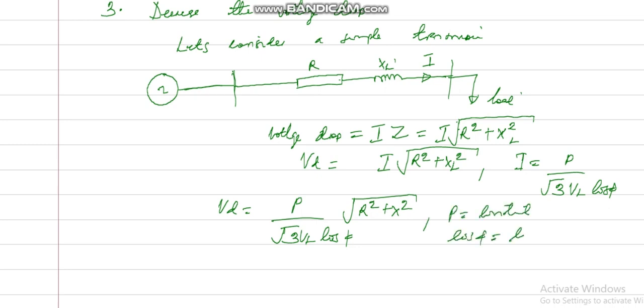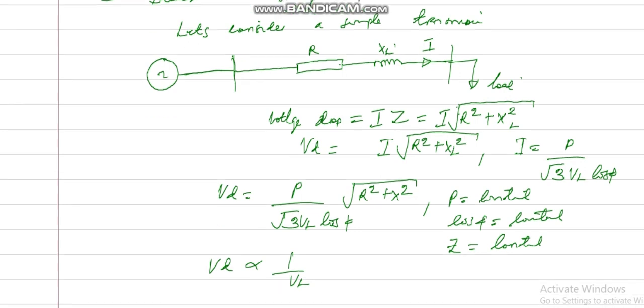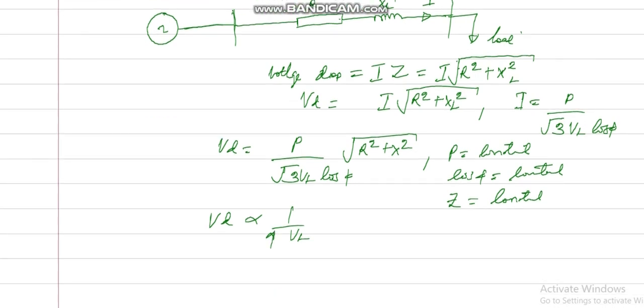load power factor ni constant, ndio. Na impedance Z is constant. Kwa hiyo tunaona voltage drop VD ni inverse proportional na transmission line voltage VL. Kwa hiyo the more you increase the transmission line voltage, the more the voltage drop decreases. Okay? Kwa hiyo inapelekea transmission line kuwa na better voltage regulation. Okay?